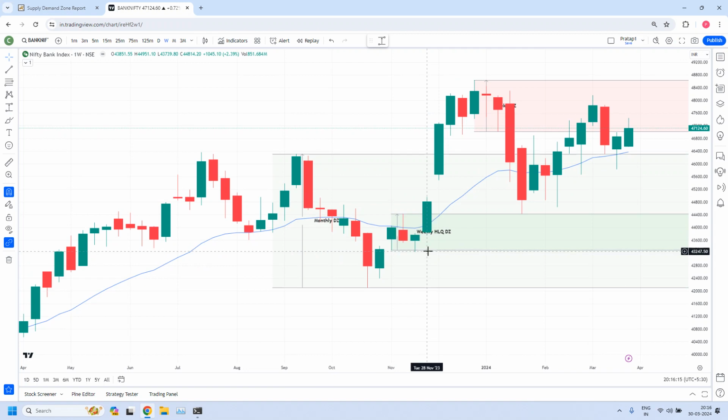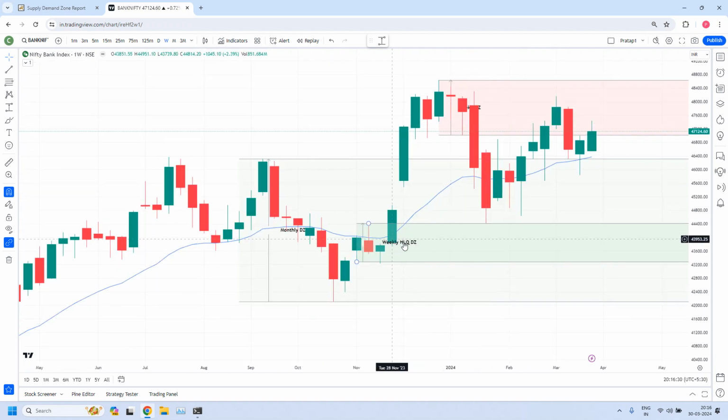And also remember one more point. This weekly zone is overlapped inside the monthly zone. That is an even more powerful concept. And moreover, this is a high liquidity zone, weekly zone. So now we have drawn the weekly demand zone as a high liquidity zone and the weekly supply zone as a normal supply zone.